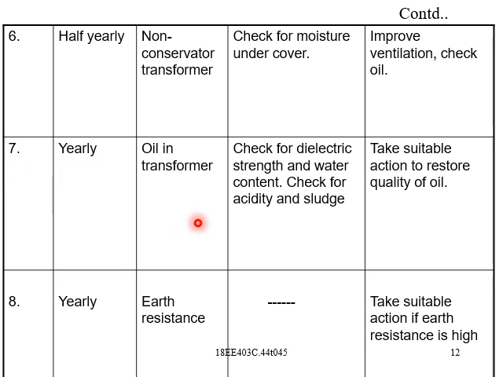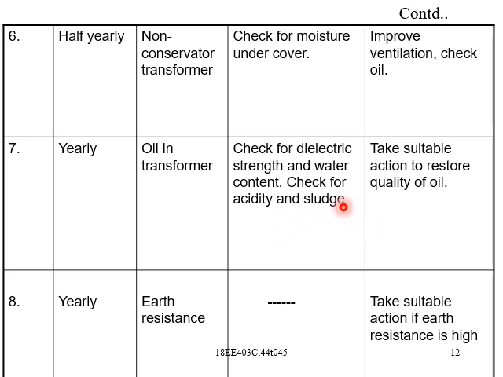The seventh point is a yearly inspection. The item to be inspected is the oil in the transformer. Check for dielectric strength and water content, and also check for acidity and sludge. So these are all the things which we need to check yearly. If there is a problem, the action to be taken is to take suitable action to restore the quality of the oil.